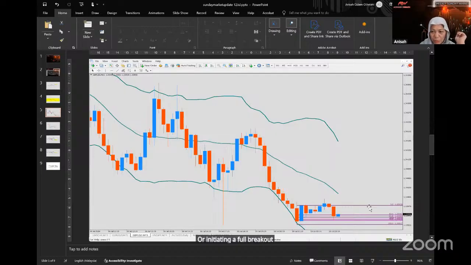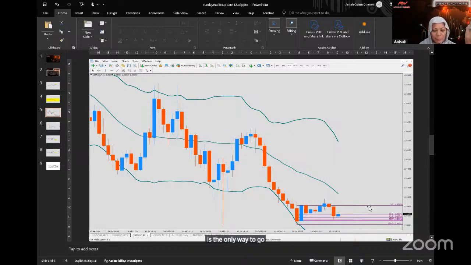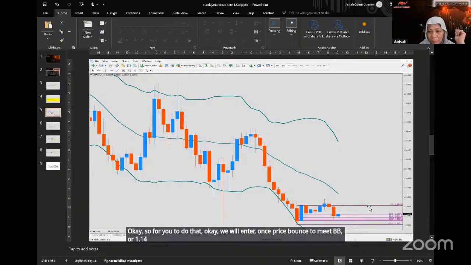So in this case, we want to look for short. The reason being sellers have taken control and are pushing toward initiating a full breakout. So we anticipate that highly likely short is the only way to go because of the price pattern in daily, intermediate, and short term. So for you to do that, we will enter once price bounces to meet BB or 1.14199.